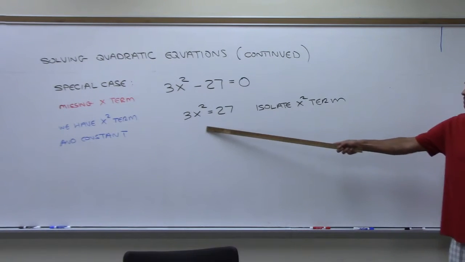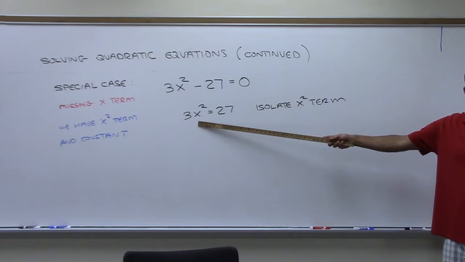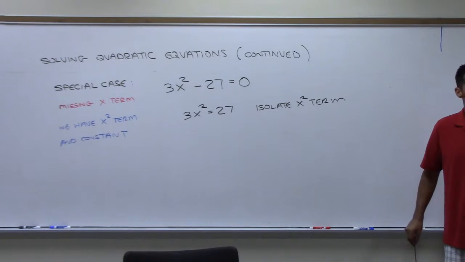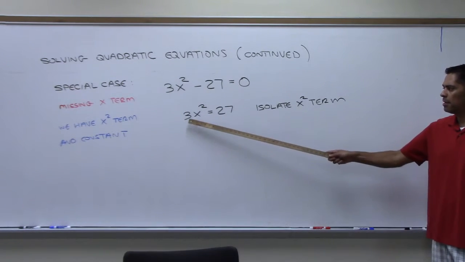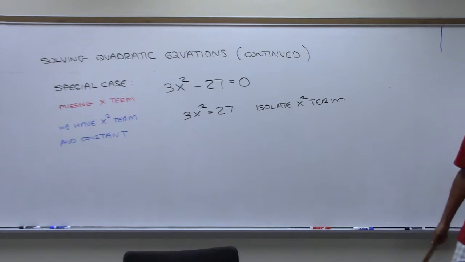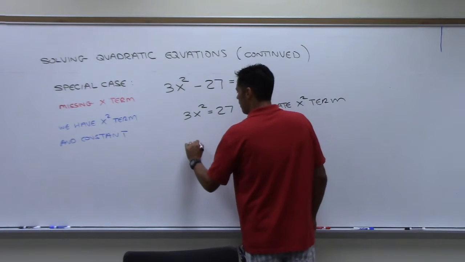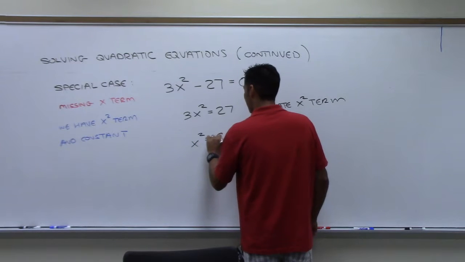Is it isolated? Yeah, but there's a 3 in front. I don't like the 3. I'd like just x squared. So how do I remove a 3 that's being multiplied? Divide both sides by 3. When I divide both sides by 3, I get x squared equals 9.